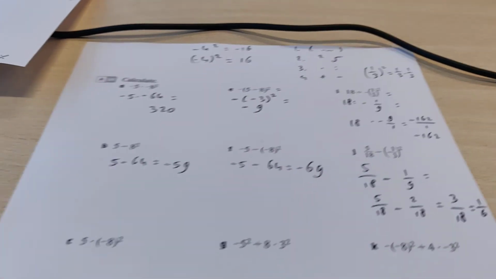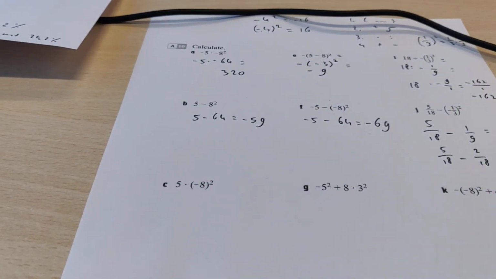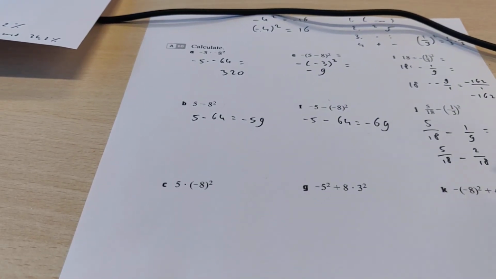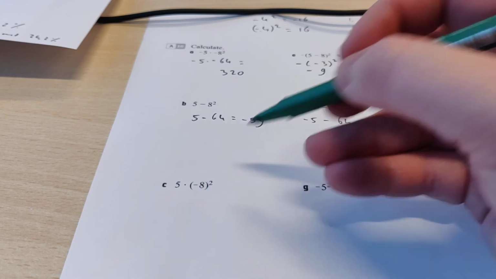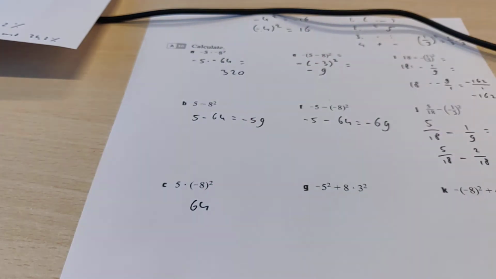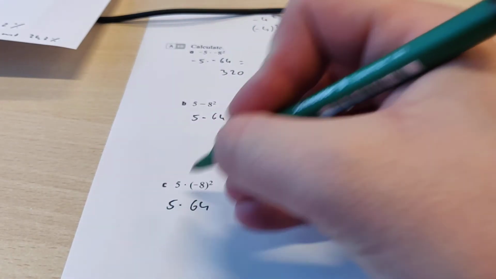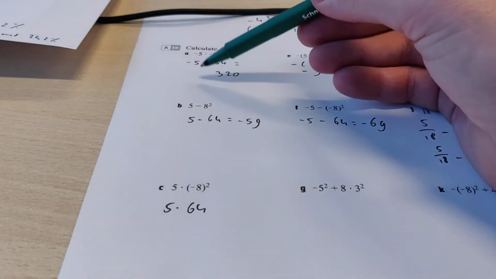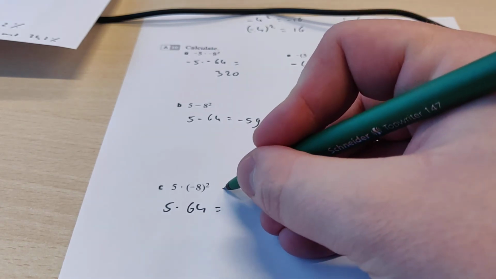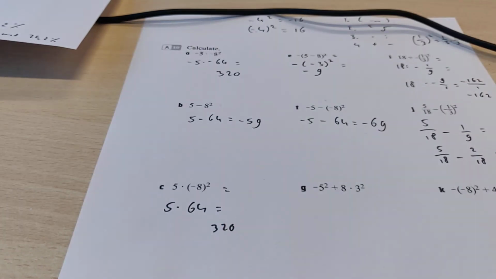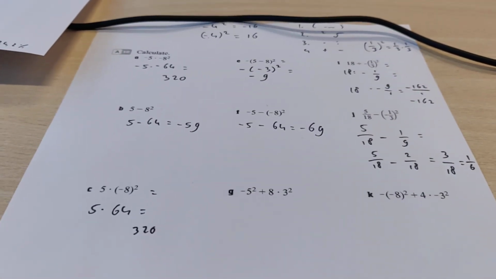Next row also. So first easy, not that easy, but it's easier than the rest, right? Here the minus 8 is in the brackets, so 8 times 8 is 64, and because the minus is in the brackets, it's going to be positive. And then times 5, so this one is very similar to what we did over there. We get 320.